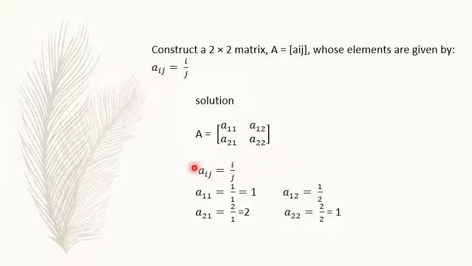Here the general form Aij is i by j. So A11 equal to i by j, i equal to 1, j equal to 1. So 1 by 1 equal to 1. A12, i is 1, j is 2, 1 by 2. A21, i is 2, j is 1, 2 by 1, that is 2. A22, 2 by 2, that is equal to 1. So the matrix is like this. The matrix A consists of 2 rows and 2 columns. So the entries are like this.